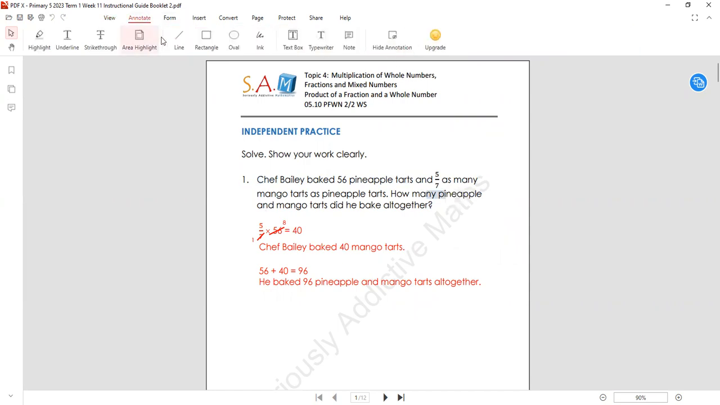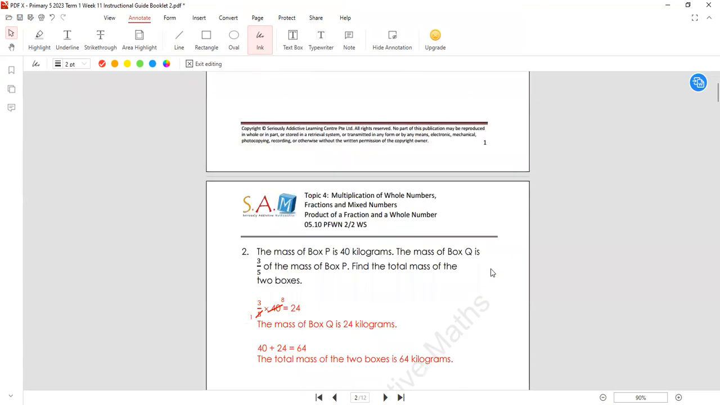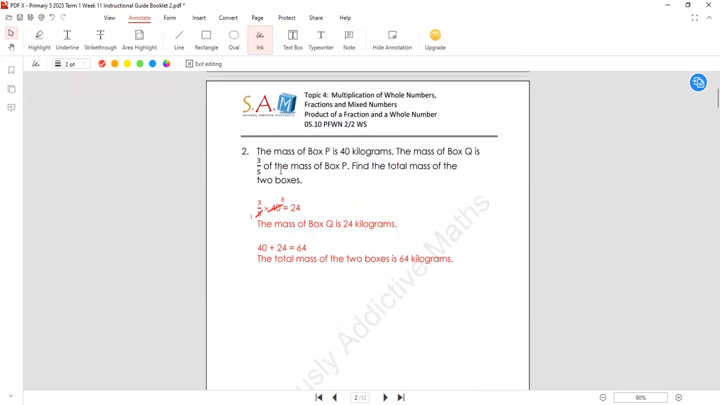It simply means that, let me get my ink ready. When you say 5/7 as many mango, it means the mango is 5/7 of the pineapples, and "of" means times. So 5 out of 7 times 56. So basically just get them to understand the language. "Of" they already understand as times. Emphasize that 3/5 of the mass of box B is different from 3/5 kilogram.